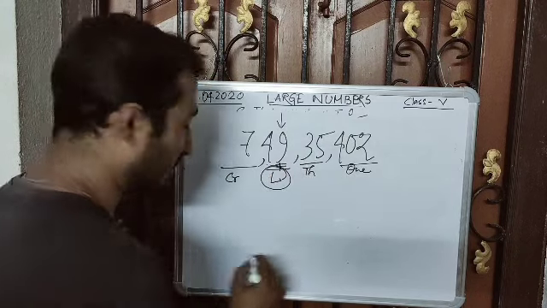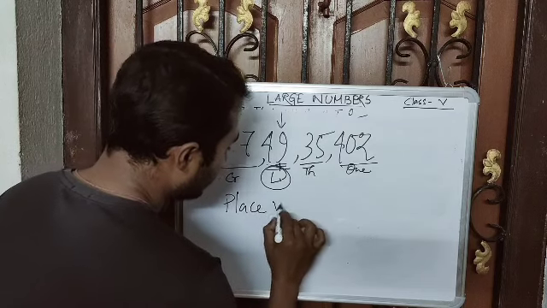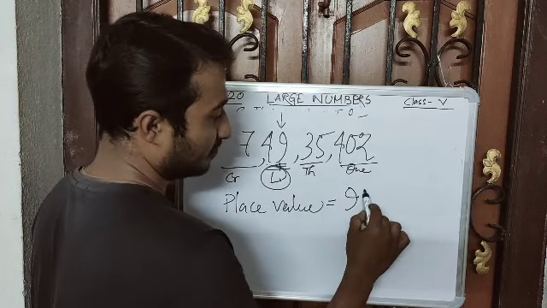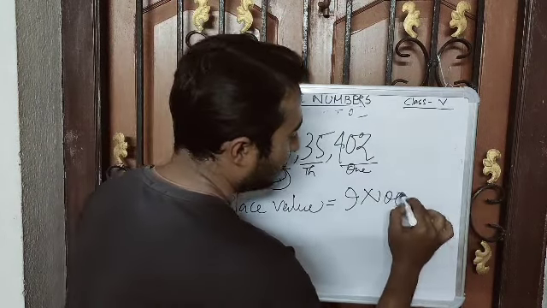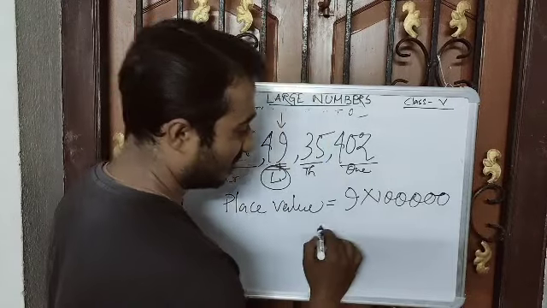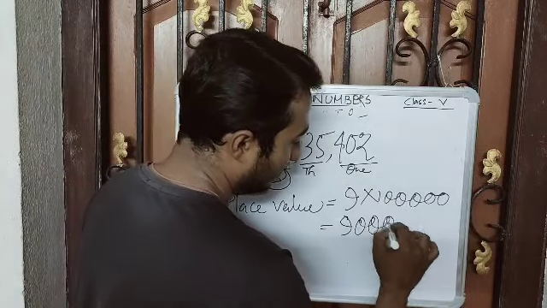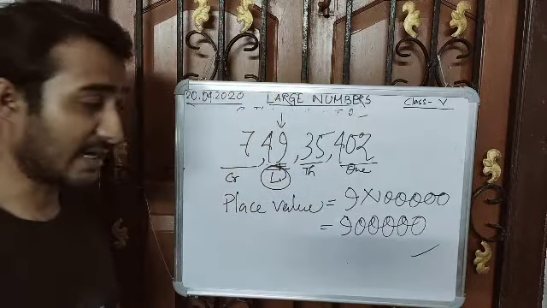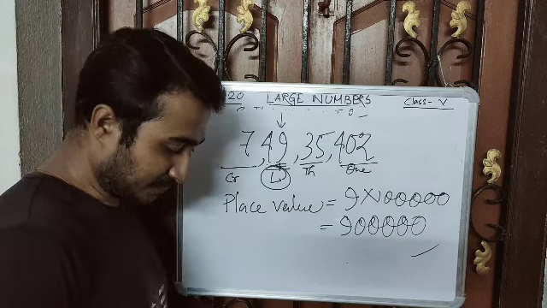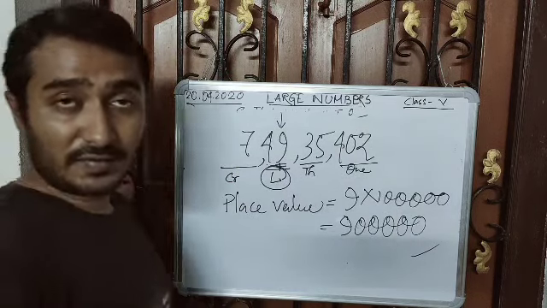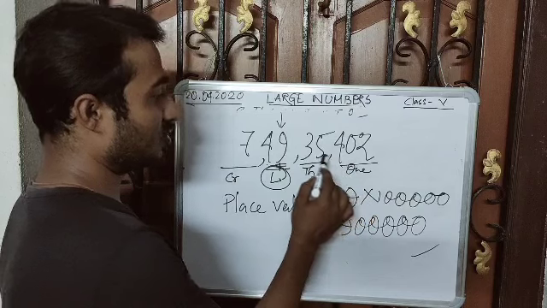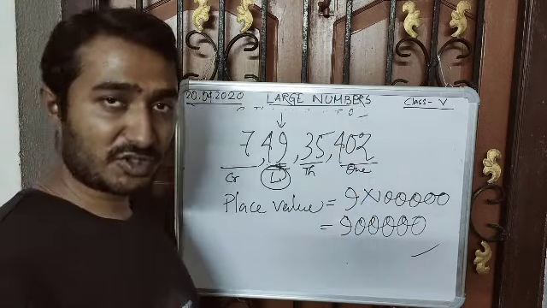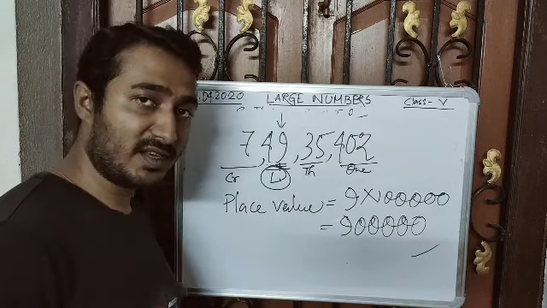So the place value will be 9 into 1 lakh, or you may directly write 9 lakh. Yes. You may directly write 9 lakh. Fine. Or if you are facing any problem using this comma or the space, you can create a place value chart and place the numbers there. It will be very easy then.